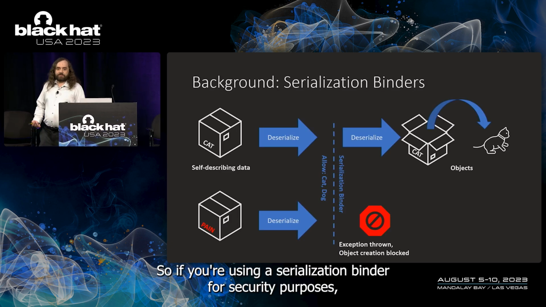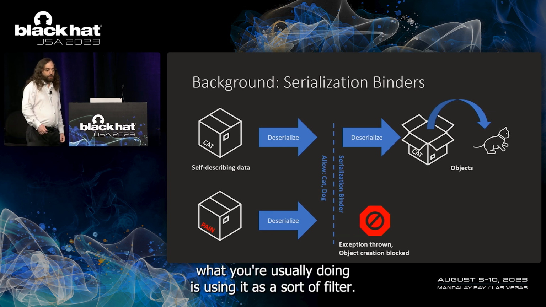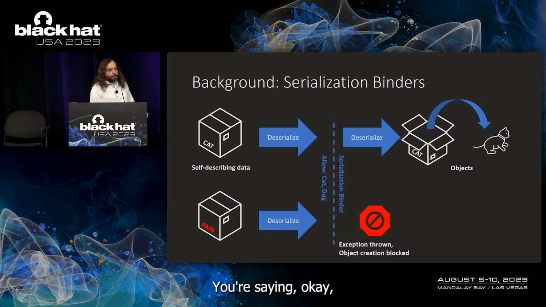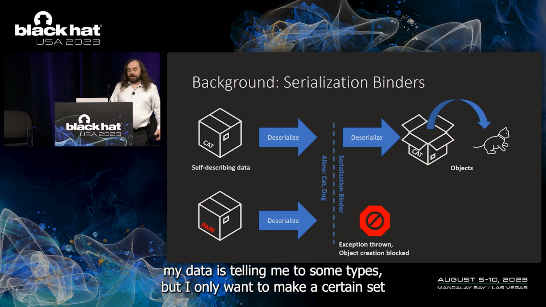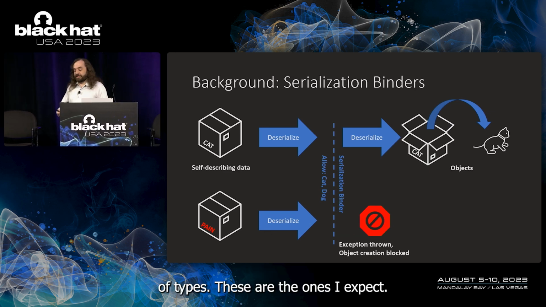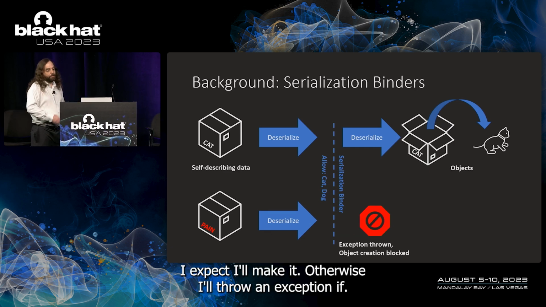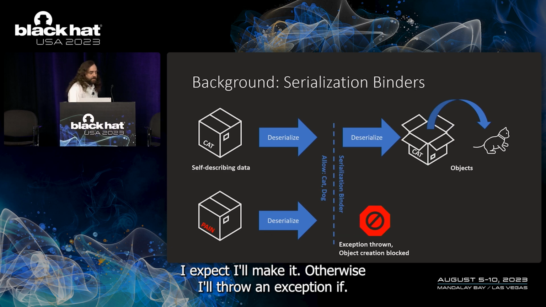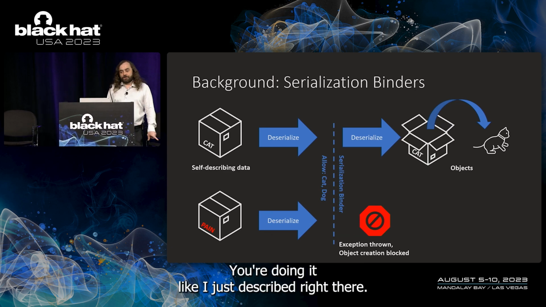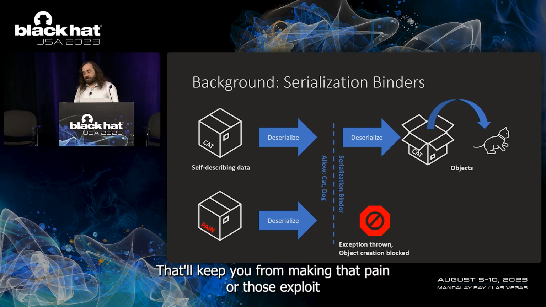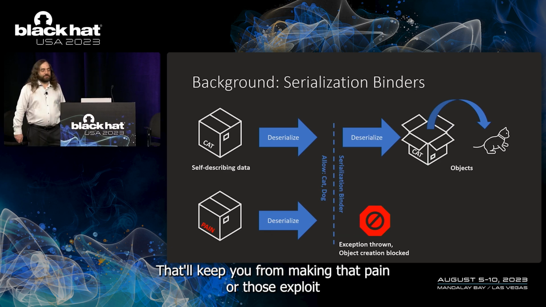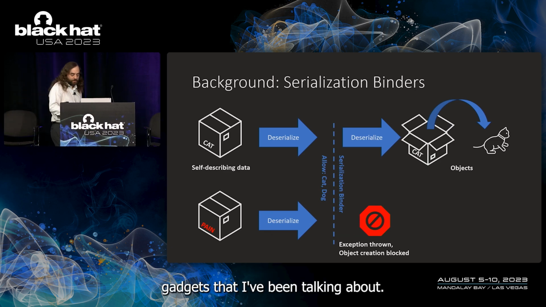If you're using a serialization binder for security purposes, what you're usually doing is using it as a sort of filter. You're saying, OK, my data is telling me to make some types, but I only want to make a certain set of types. These are the ones I expect. So I'm going to have an allow list that says, if it's one of these types I expect, I'll make it. Otherwise, I'll throw an exception. If you're doing it like I just described, it works pretty solidly. That'll keep you from making those exploit gadgets that I've been talking about.